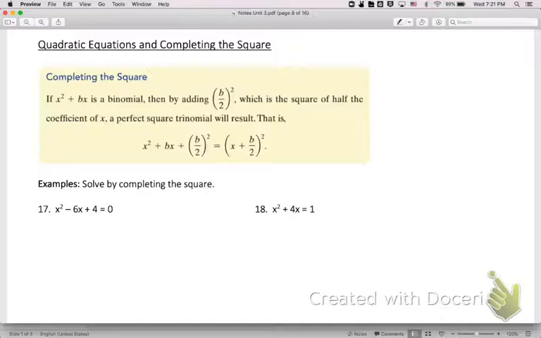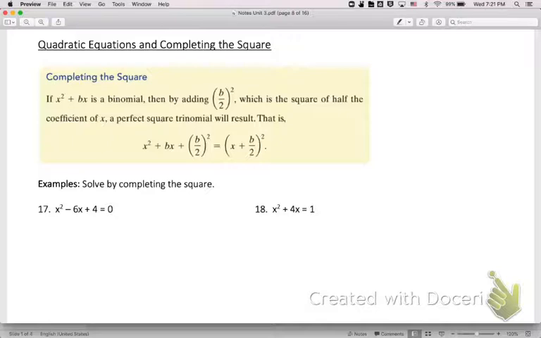So this is the one that you will see me modeling the most in class this year, because anytime I can complete the square, this is what I'm going to do. So the idea is that if you have a binomial in the form of x squared plus bx, then if you take half of b and square it, you will create a perfect square trinomial. Now think about why that is.